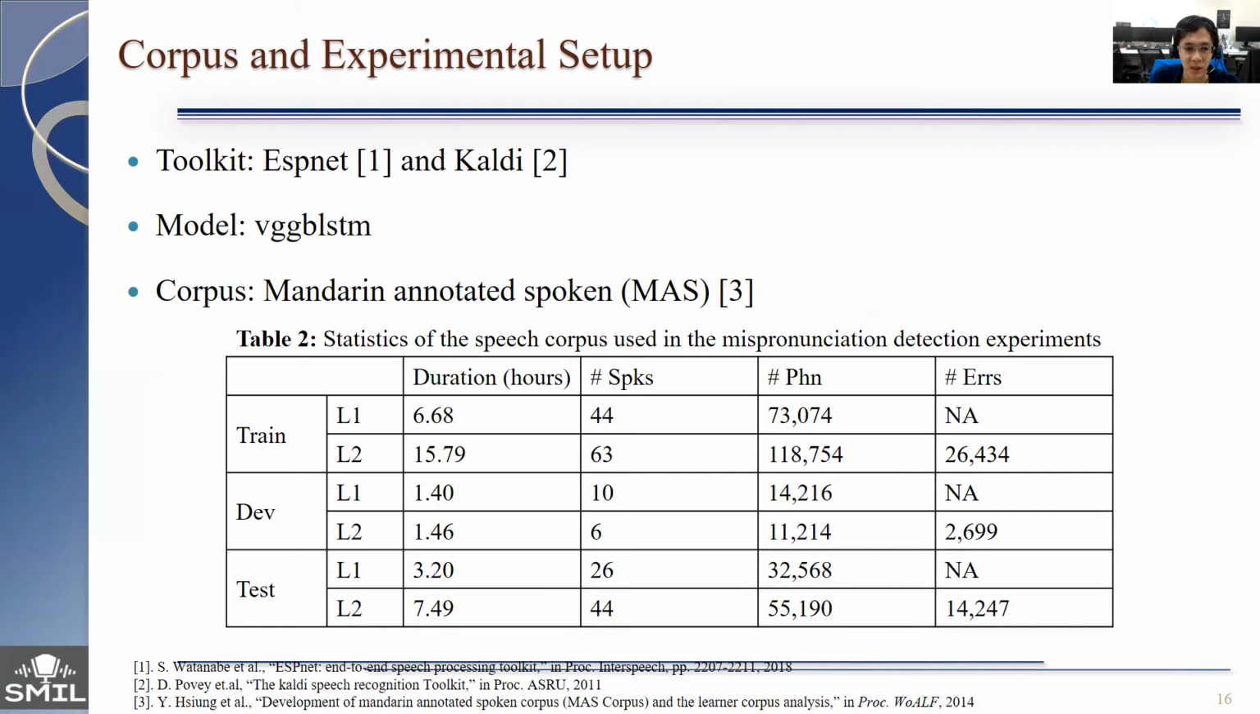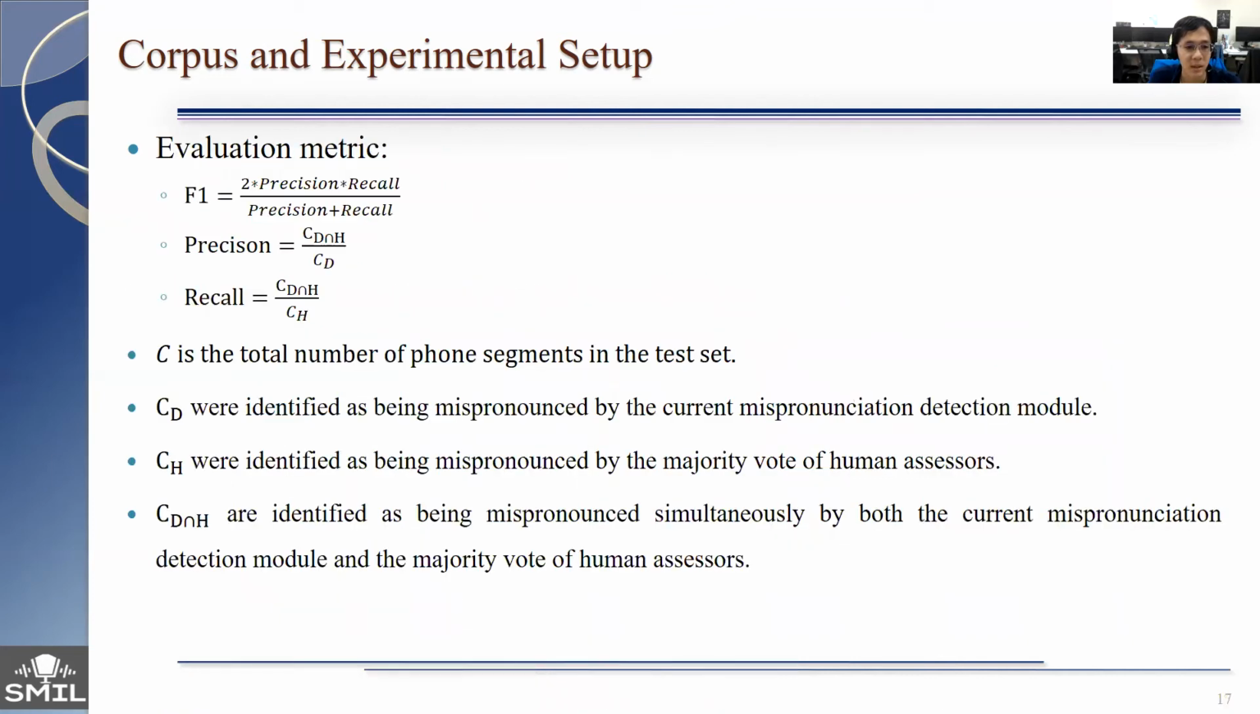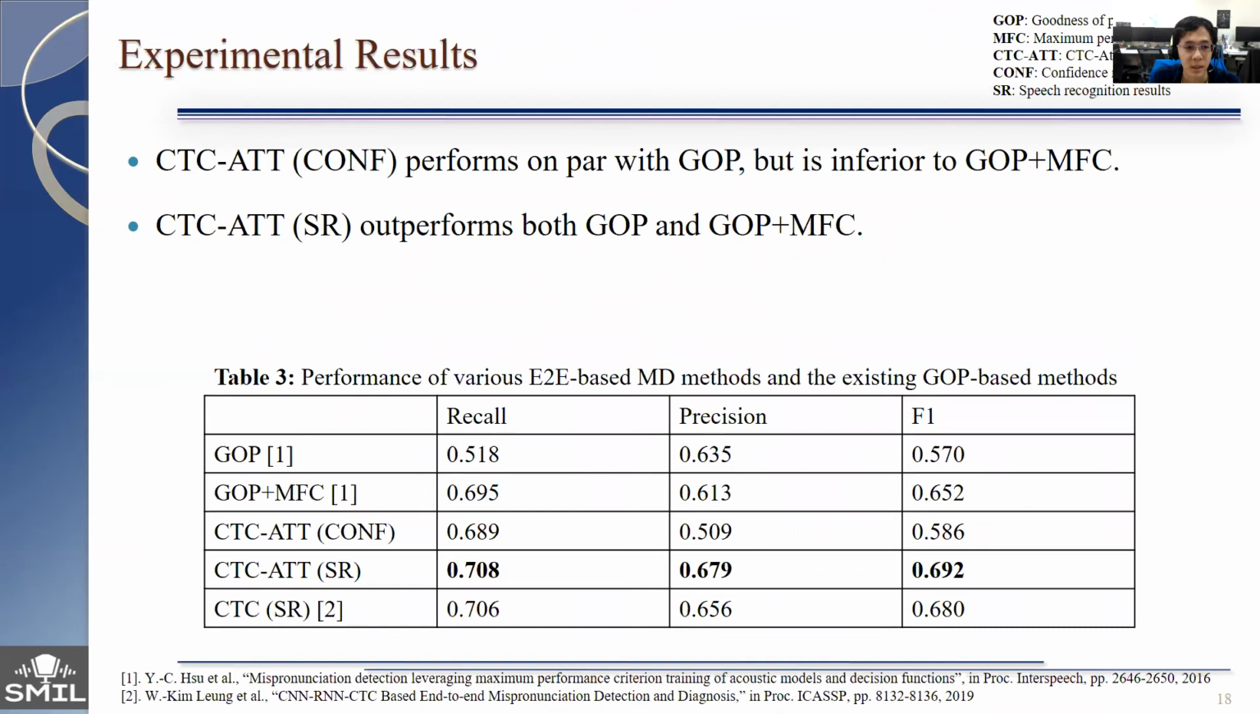2012 and 2014. Table 2 briefly highlights the statistics of the speech corpus. The default evaluation metric employed in this paper is the F1 score, which is the harmonic mean of precision and recall. This slide shows the definition of the evaluation metric. It is worth mentioning that we only focus on mispronunciation detection.